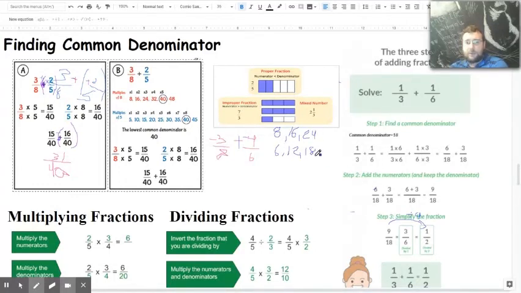And then 24 is bigger than 18, so I'm going to alternate back down. 18 plus 6 is 24. Oh, we found a common multiple between them, 24. Now we count the number of steps that we took to actually get to the common multiple.